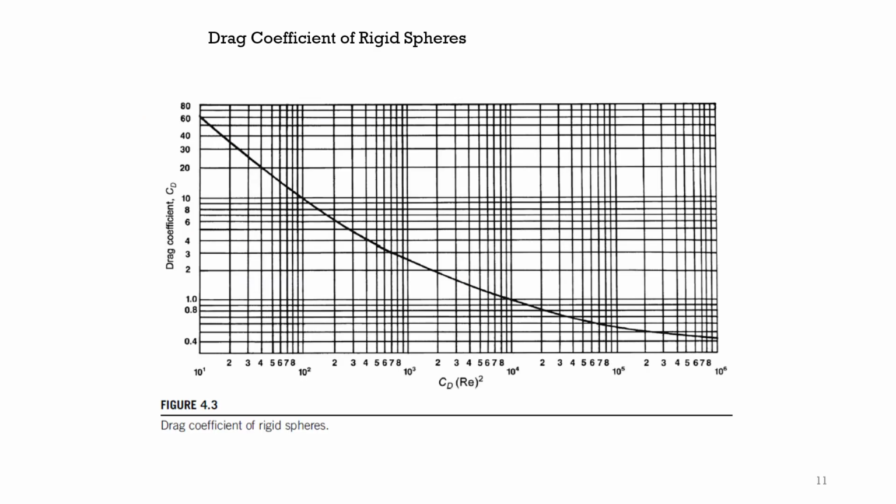Now you can also use the chart to find the CD, or the drag coefficient. If you know the value of CD times Reynolds number for a certain range, specifically for spherical material or spherical droplets, you can simply find, for example, the CD for a specific value of CD multiplied by Reynolds number to the power 2.